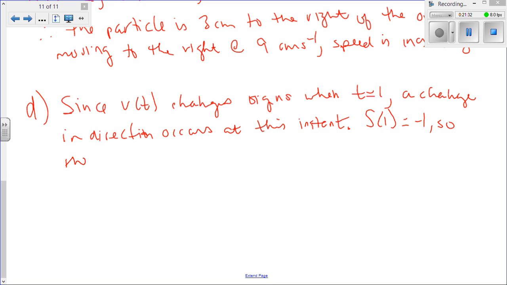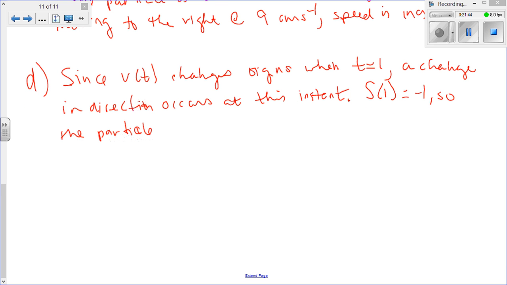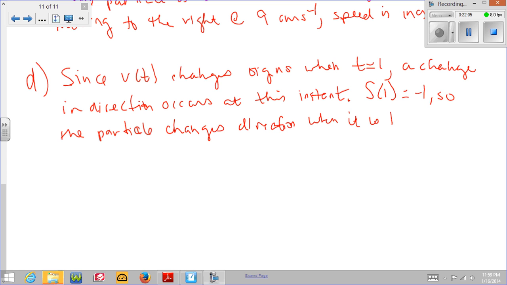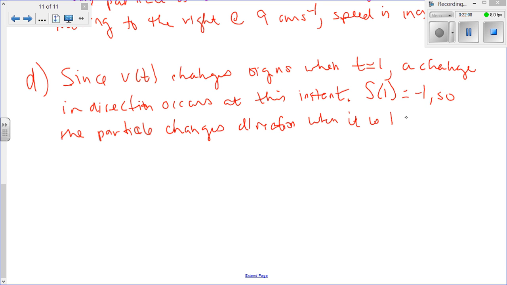So the particle changes direction when it is 1 centimeter to the left of 0.